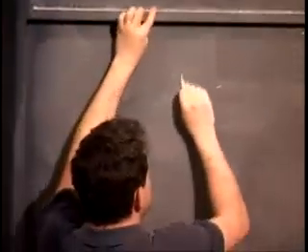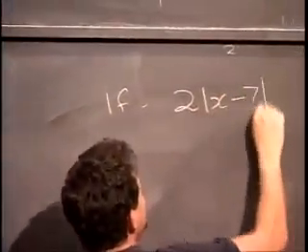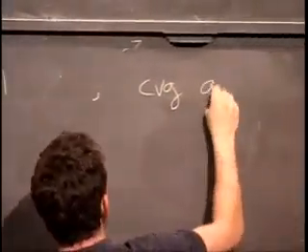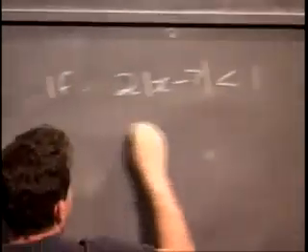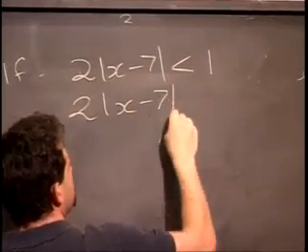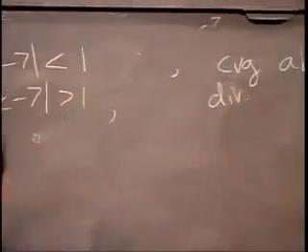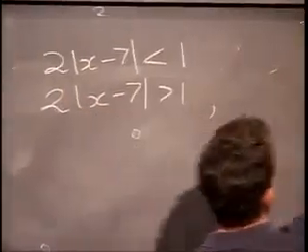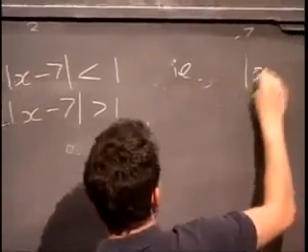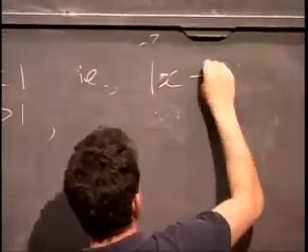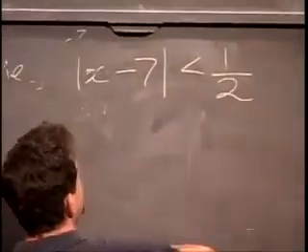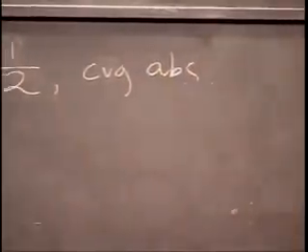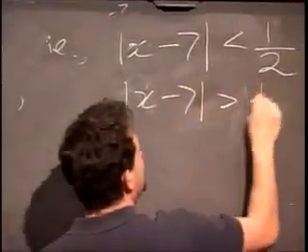So let's see. If 2 times the absolute value of x minus 7 is less than 1, the series converges absolutely. But if it's greater than 1, it diverges. Now, let's play around with this for a little bit. That is, absolute value of x minus 7 is less than a half. I just divided by 2. And in this case, x minus 7 greater than a half, it diverges.